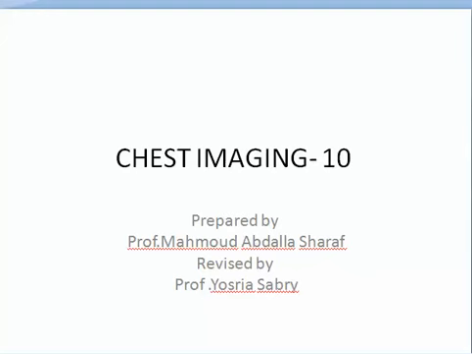This is chest imaging 10, prepared by Prof. Sharaf and revised by Prof. Yusriya. It will be about the chest wall.